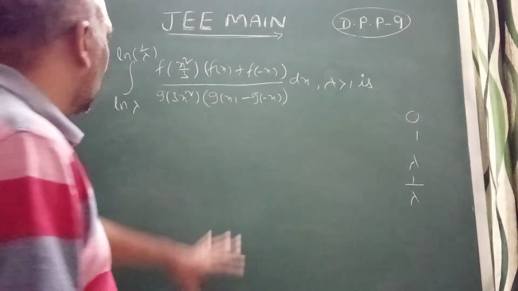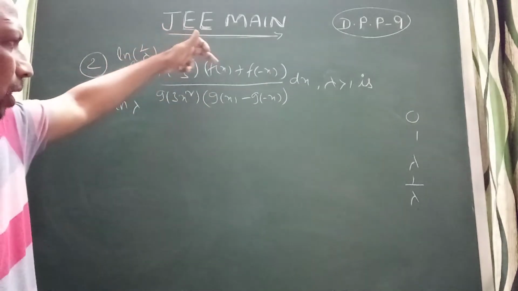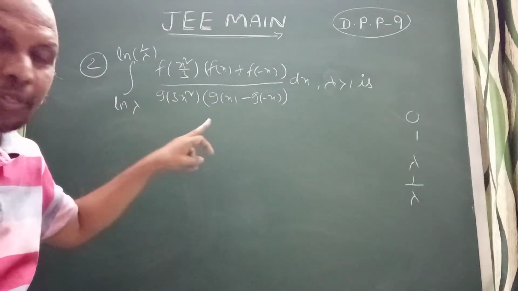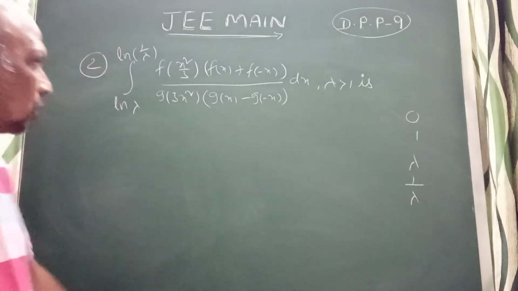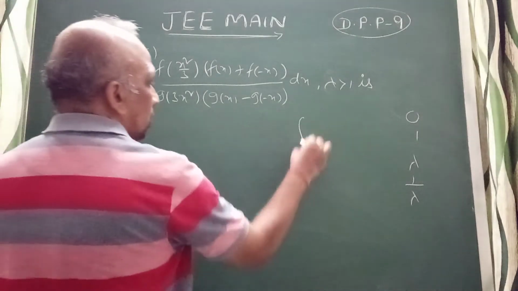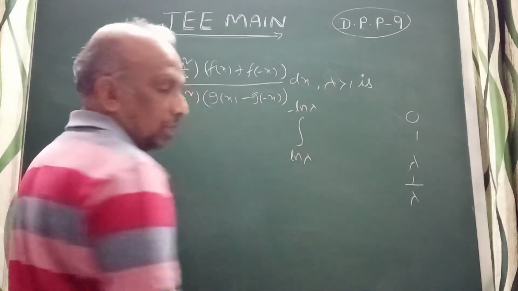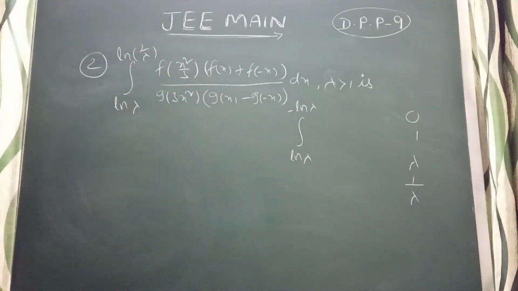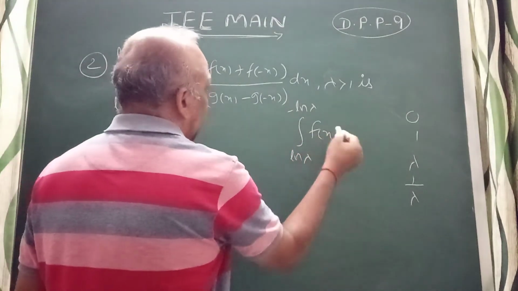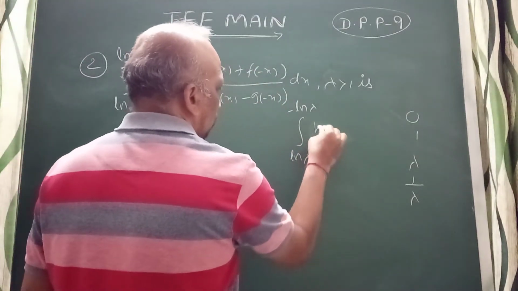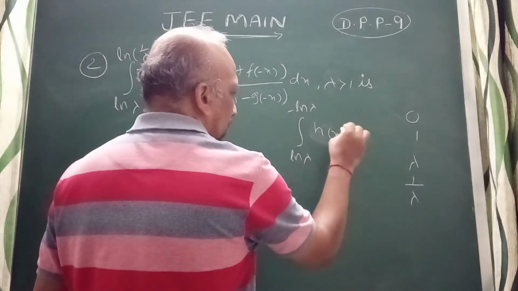Now see, in this problem they have given the integral from ln of 1 by lambda to ln lambda of f of x square by 3 times f of x plus f of minus x, by g of 3x square times g of x minus g of minus x, dx, with lambda greater than 1. You can check the limits are like this: ln lambda and ln of 1 by lambda, which means minus ln lambda. So it is like the integral from a to minus a. Let this integrand be h of x, dx.